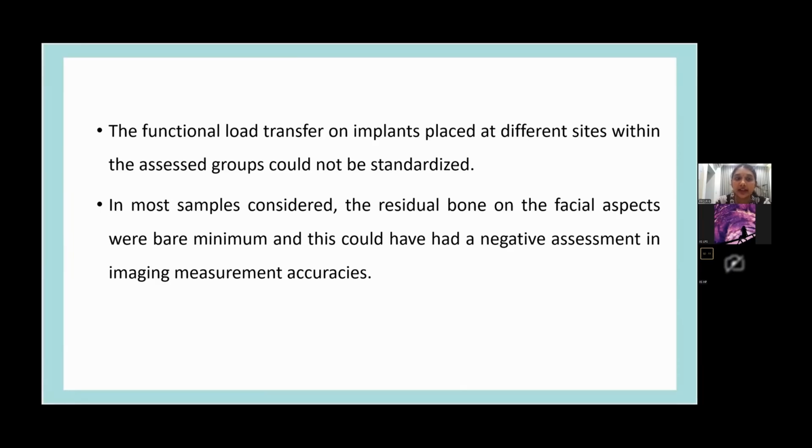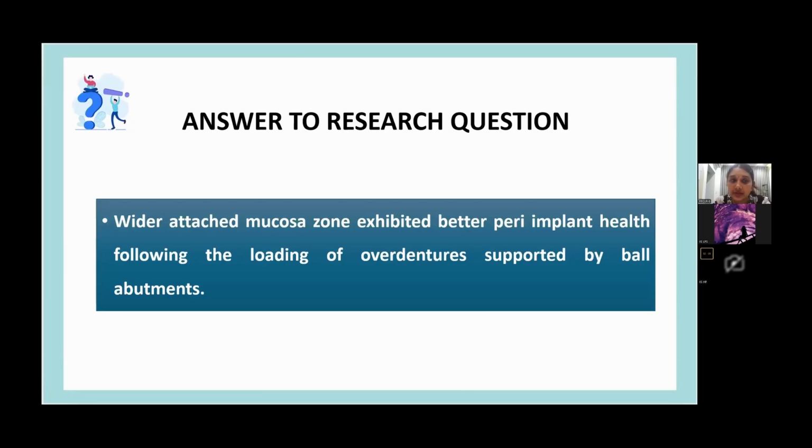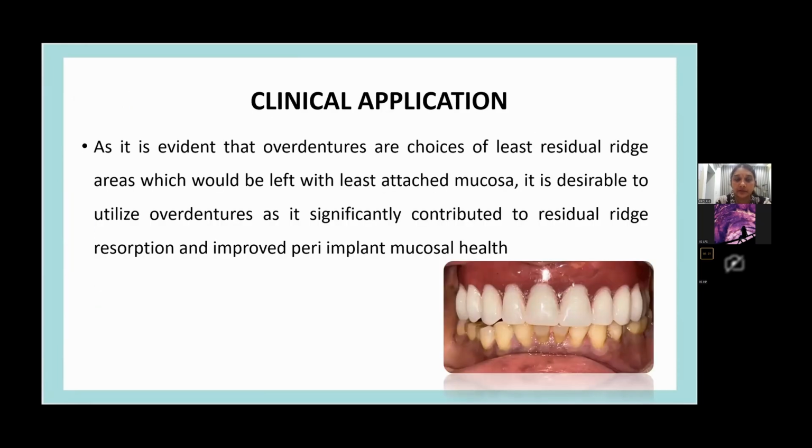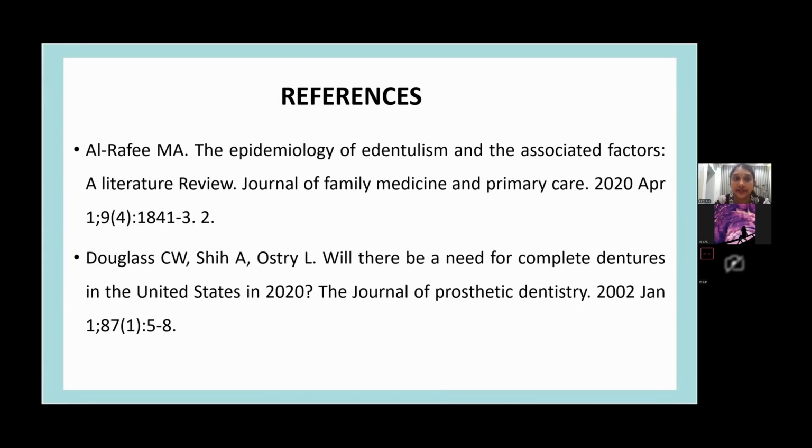on imaging measurement accuracies. Moving on to the answer to the research question, a wider attached mucosal zone exhibited better peri-implant health following the loading of overdentures supported by ball abutments. Clinical application: as it is evident that overdentures are the choice for least residual ridge areas, which would be left with least attached mucosa, it is desirable to utilize overdentures as they significantly contribute to reducing residual ridge resorption and improve peri-implant mucosal health. These are the references.